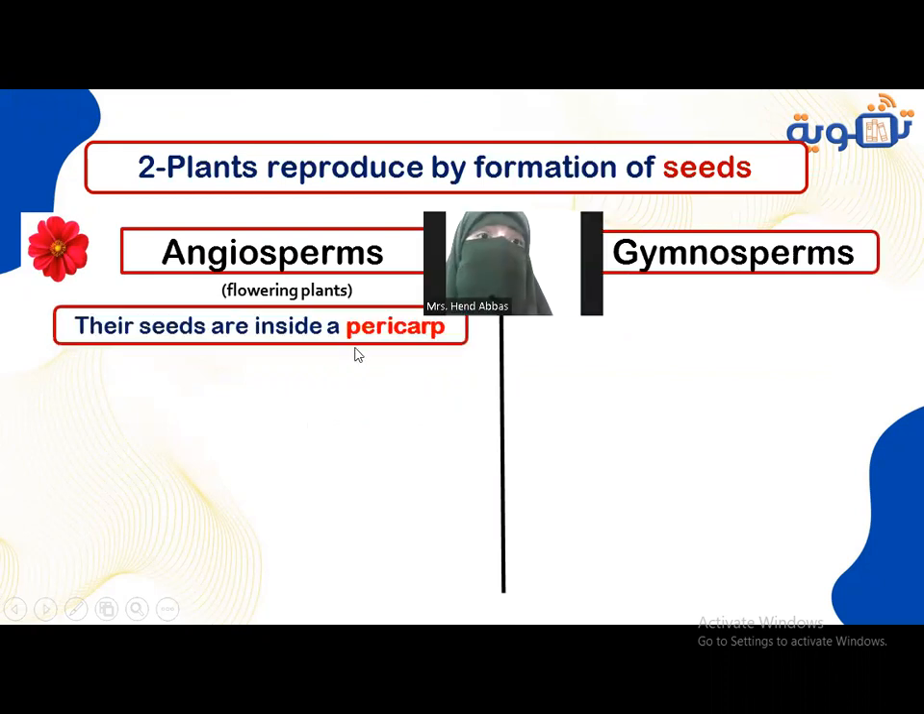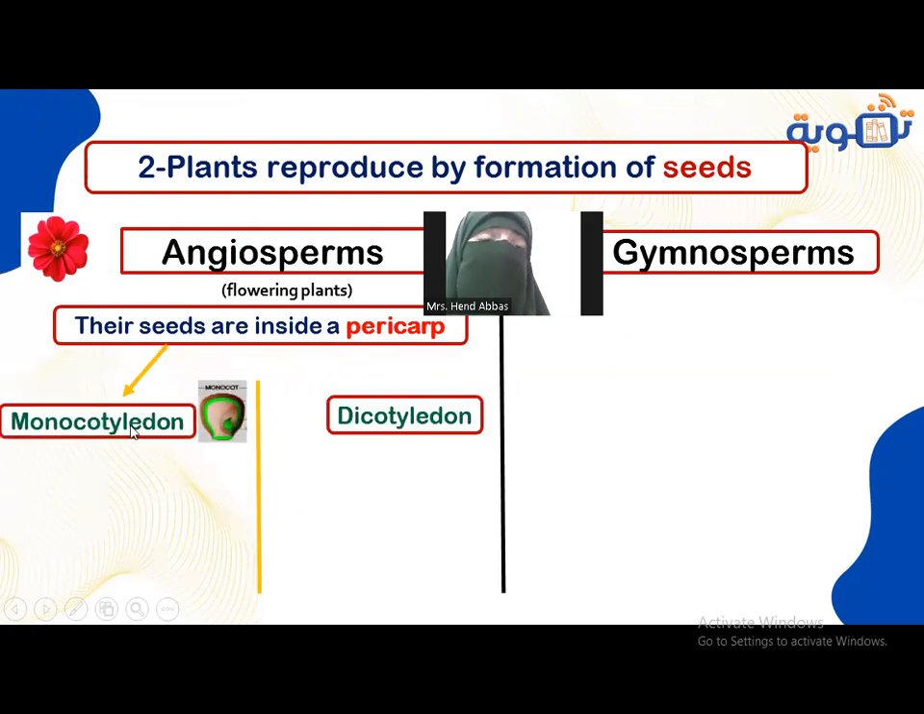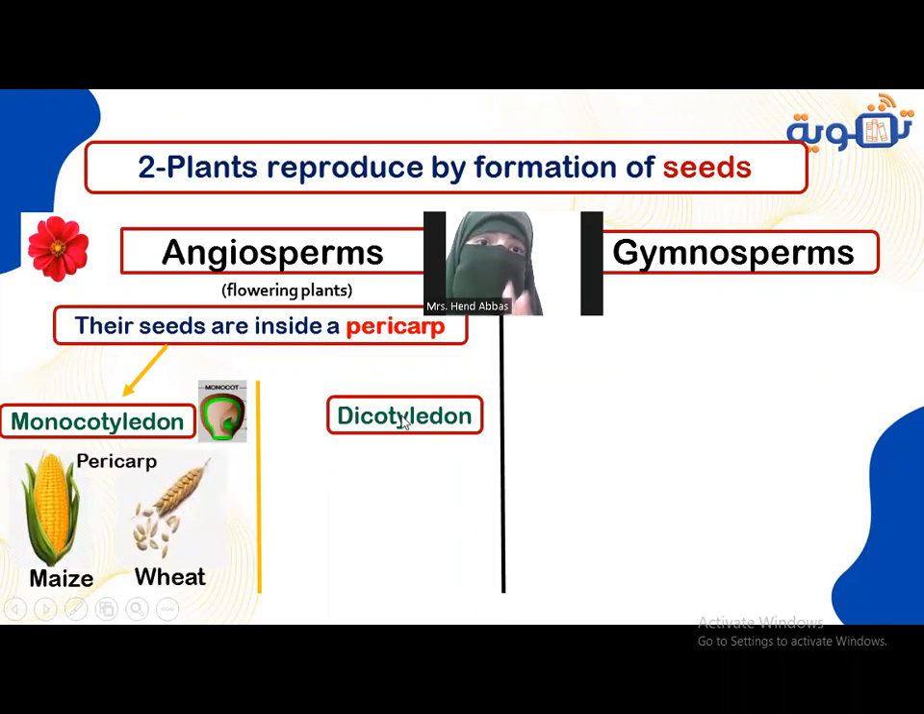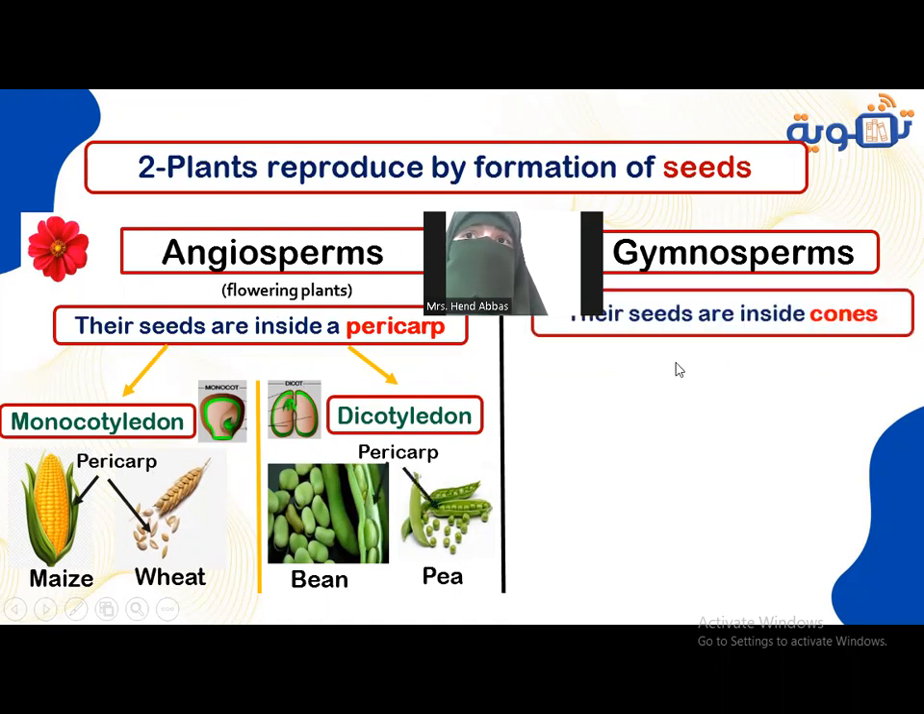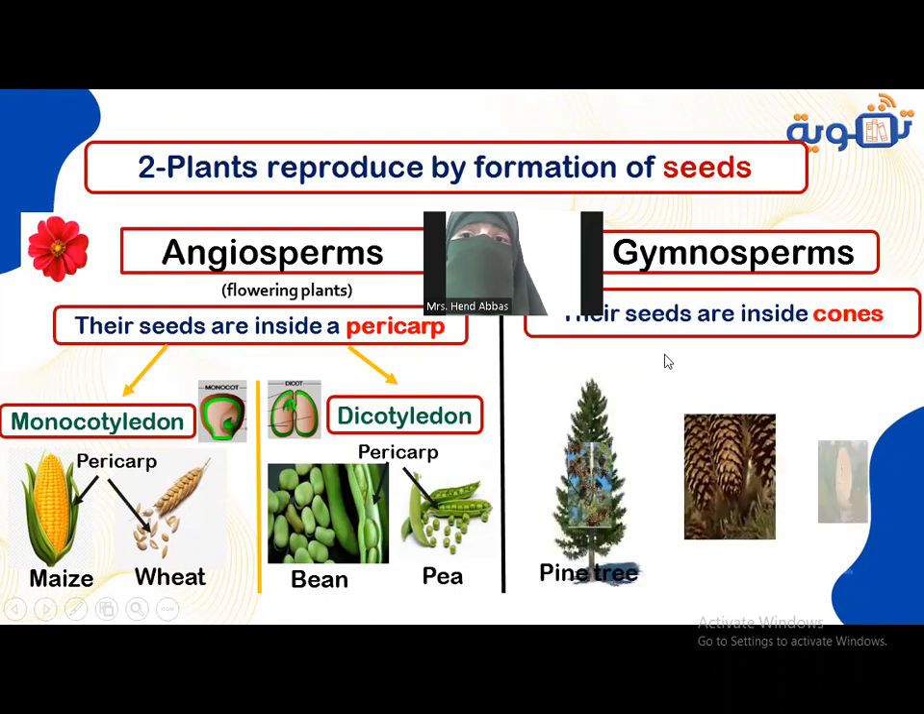Angiosperms, we divide them into 2 groups: monocotyledon and dicotyledon. Monocotyledon, the seed has only 1 cotyledon inside it, like maize and wheat. Dicotyledon, the seed has 2 cotyledons inside it, like beans and peas. Monocotyledon or dicotyledon, all of their seeds are inside a pericarp, so we call them angiosperms. What about the gymnosperms? Their seeds are inside cones, like pine tree and cycas plant.